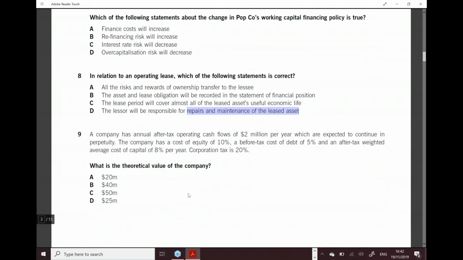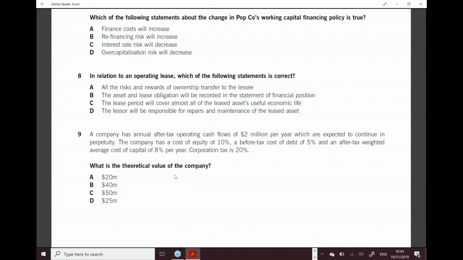So it's answer D. A company has annual operating profit of 2 million per year, which is expected to continue in perpetuity. The company has a cost of equity of 10%, a pre-tax cost of debt of 5% and an after-tax weighted average cost of capital of 8%. The corporate tax is 20%. What is the theoretical value of the firm? The theoretical value of the firm should be the present value of its future operating cash flow, because the value of the firm is the value of its equity and the value of its debt.